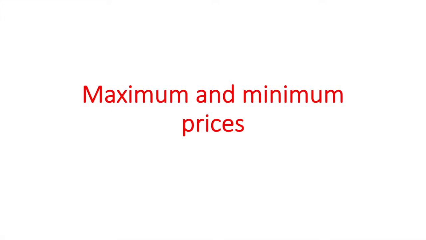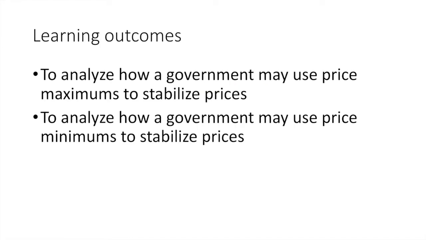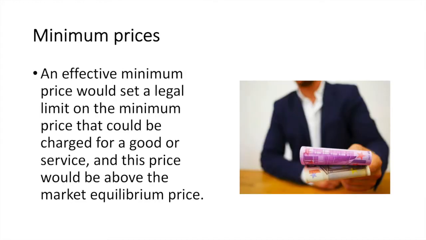In this video, we'll apply the concept of maximum and minimum prices to better understand their actual impact in markets. We will look at how the government uses each of these policies to stabilize prices and the potential outcomes of such policies. In AS economics, we learned that an effective price minimum would set a legal limit on the minimum price that could be charged for a good or service, and this price would be above the market equilibrium price.